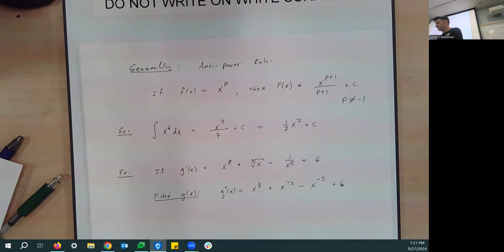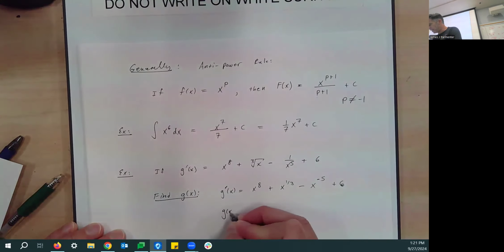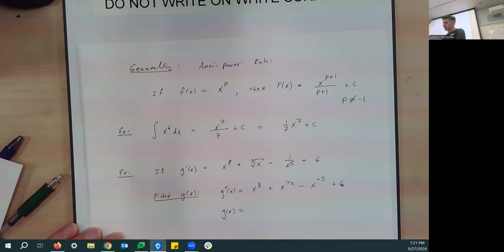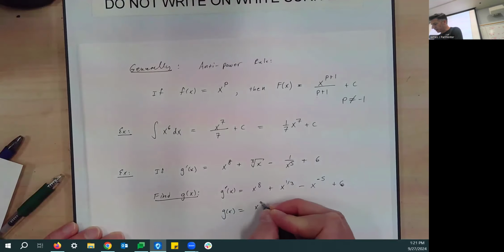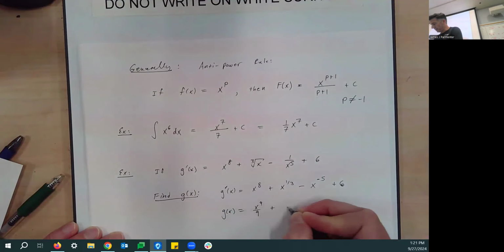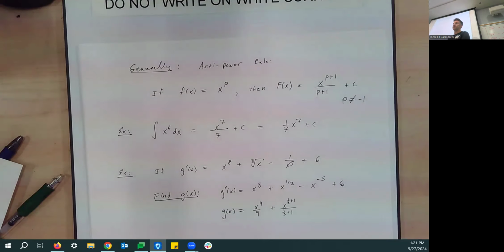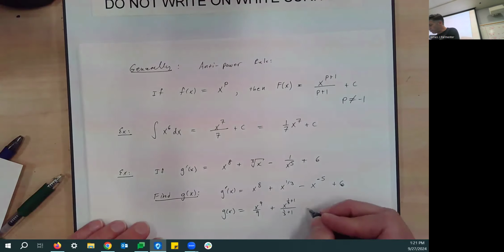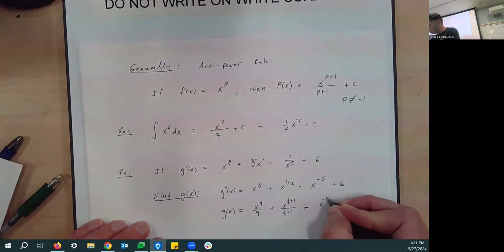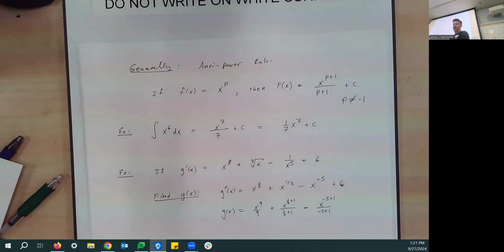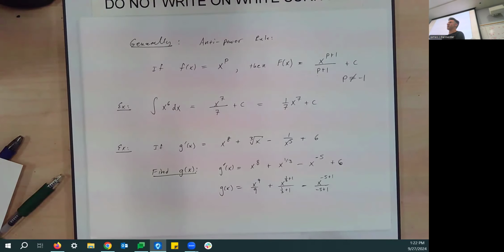Pretty straightforward. So g of x, the antiderivative of the derivative of g of x, is x to the 9th over 9, plus, let's not add fractions just yet, x to the 1/3 plus 1 over 1/3 plus 1. Totally fine to write that and then simplify it later. We're going to get minus x to the -5 plus 1 divided by -5 plus 1. And finally, I mean, not quite finally here, what's the antiderivative of 6?